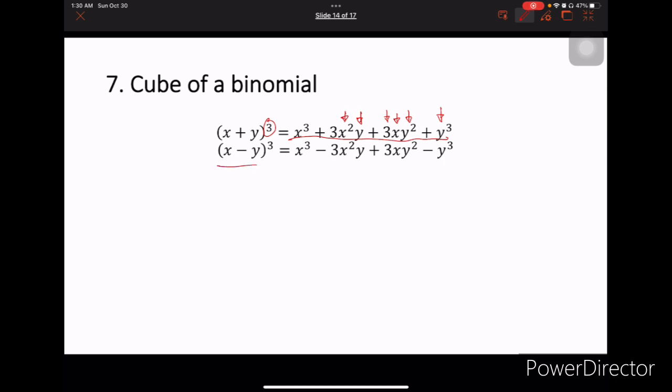So if you have an expression that looks like this, which is the quantity x minus y, quantity raised to 3, it's still the same with this one, but the difference is the operation. It will be plus, minus, plus, minus. It will be alternating. So you will have x cubed minus 3x squared y plus 3xy squared minus y cubed.